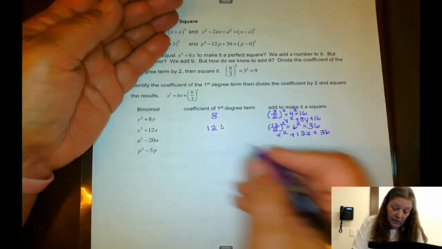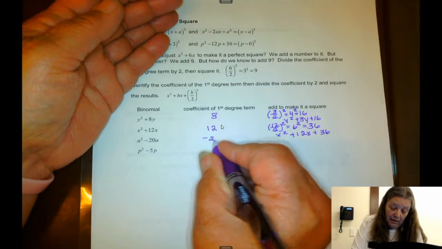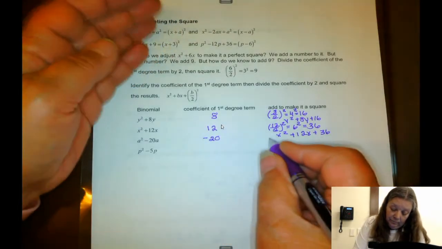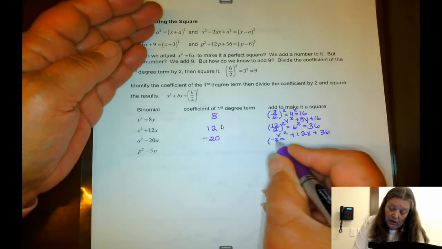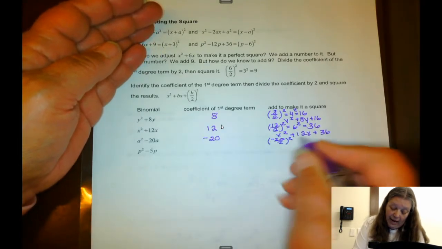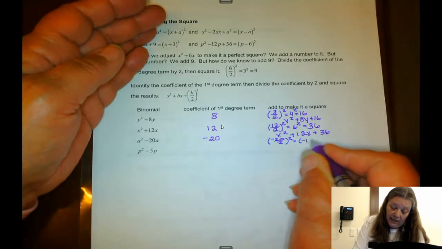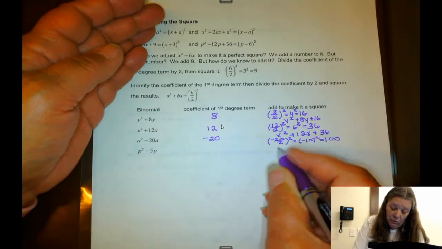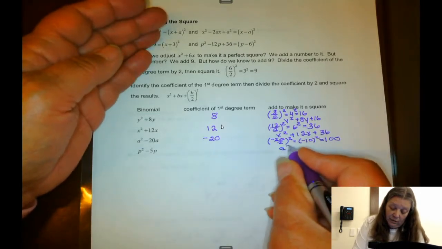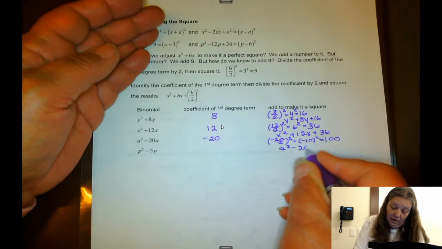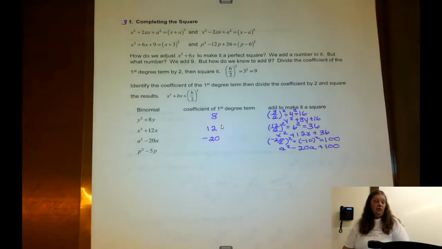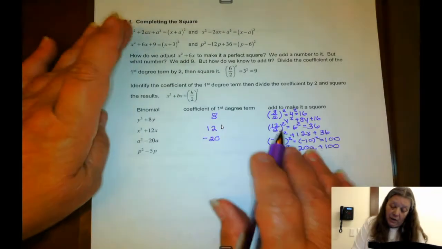a squared minus 20a. The coefficient of the first degree term is negative 20. Negative 20 over 2 squared gives us negative 10 squared, which is 100. This would be a squared minus 20a plus 100.